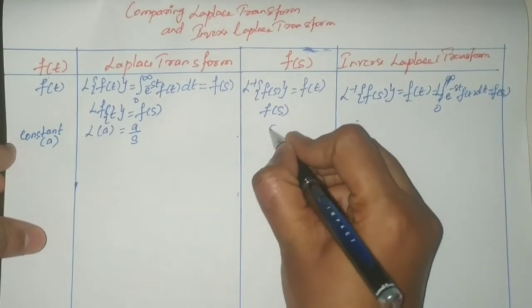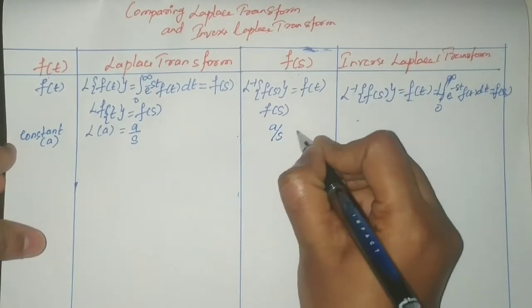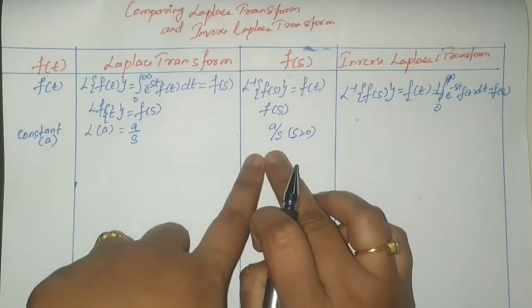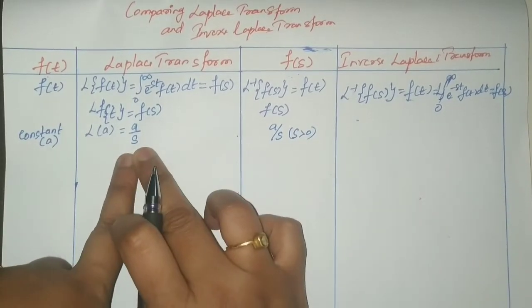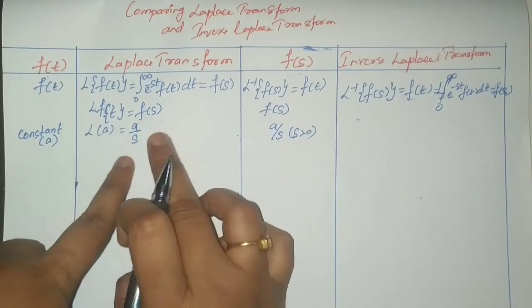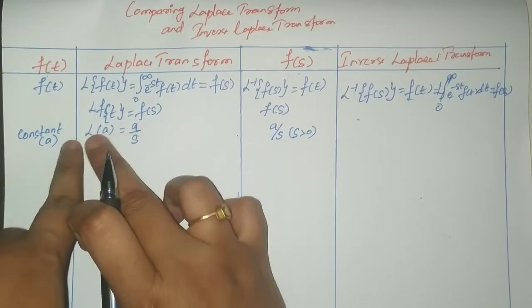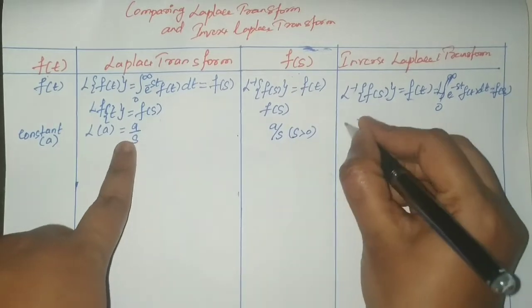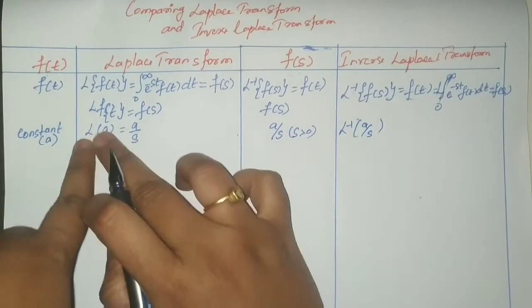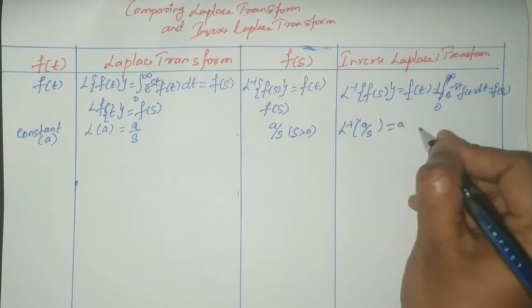If suppose your function is a by s, make sure the denominator is greater than 0. If your function is a by s, just compare with it. If Laplace transform of a is a by s, its inverse will be, that is L inverse, take this L on the other side. So L inverse of a by s will be equal to a.